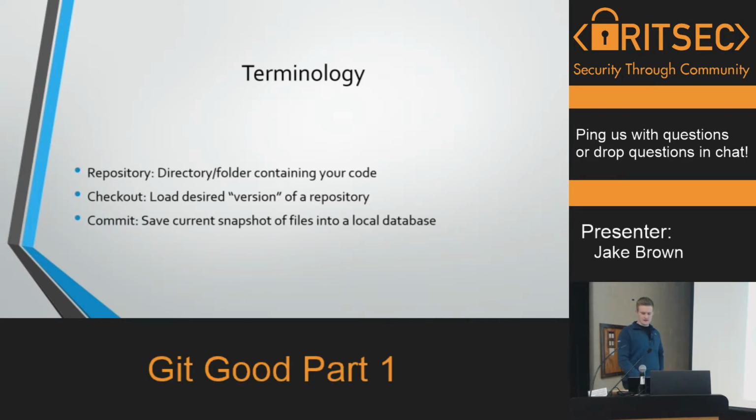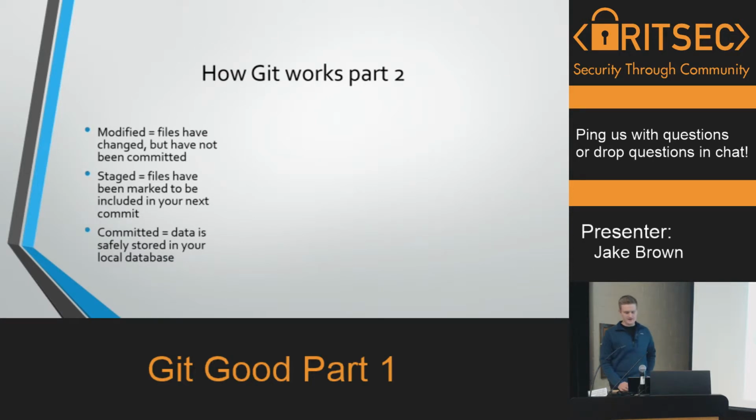Okay, now back to how Git works. Git has three main states that a file can reside in. First, the modified state refers to files that have been changed but not committed.